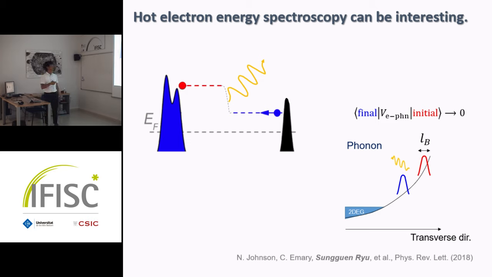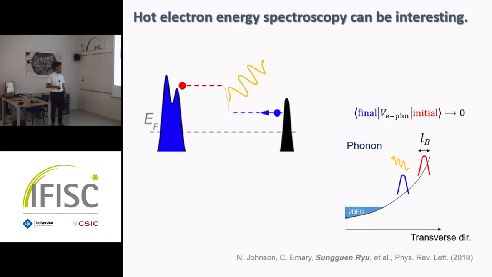And this kind of hot electron spectroscopy can be interesting. Because this is a hot electron, it can be relaxed by some processes. And this is an example: a hot electron emits some photons, and the electron loses energy. And because we can measure the electron distribution, we can have information about these relaxation processes.